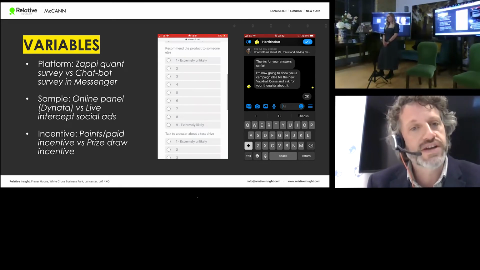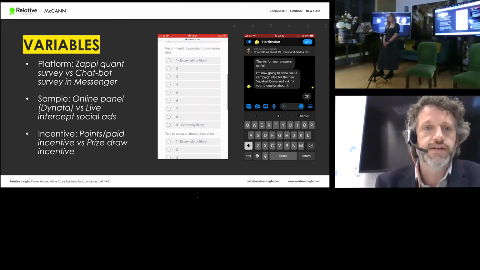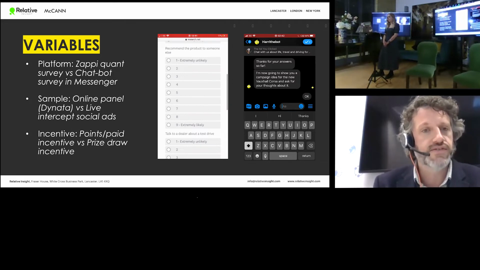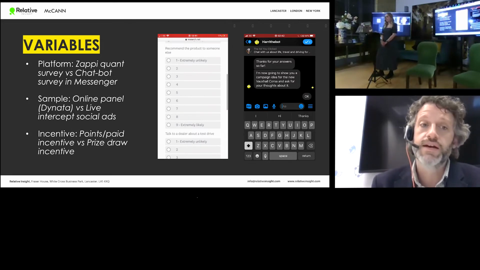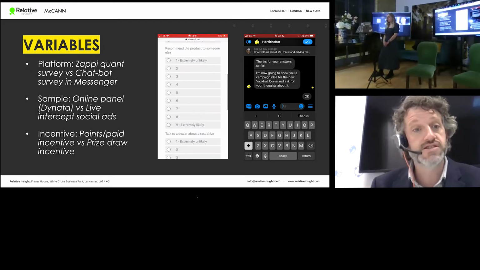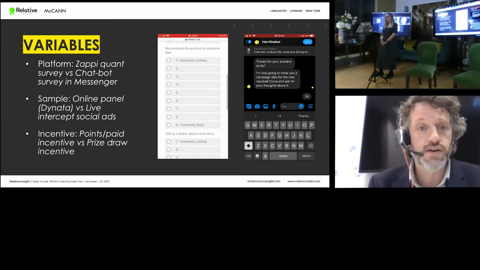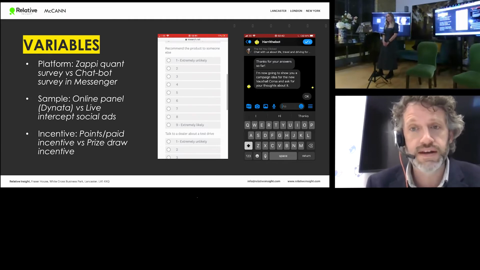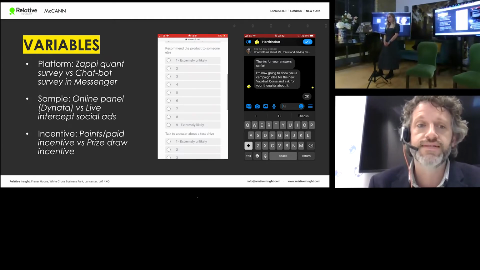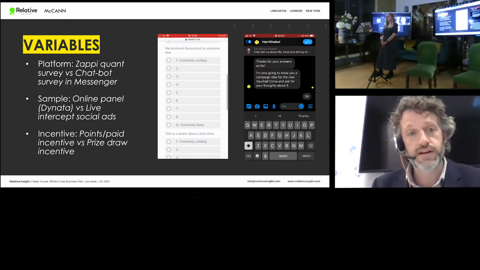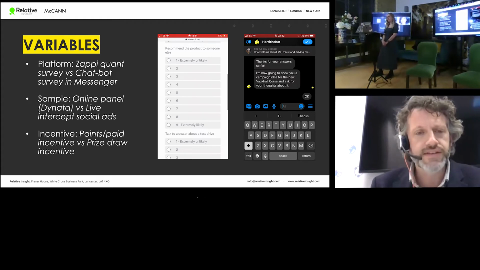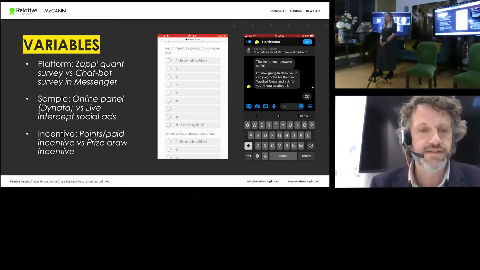So the things that we changed when we were doing two things side by side, we ran a parallel project of the Zappi survey against a more Facebook Messenger chatbot survey. The sample for the one on the left was using an online panel, the leading panel provider Dynata, so we passed Dynata sample through this, versus collecting people within a live social environment, and the incentive that we used was slightly different. Online panels use kind of points and paid incentives. We were running a prize draw for people to talk. So those were the variables that we were looking at.